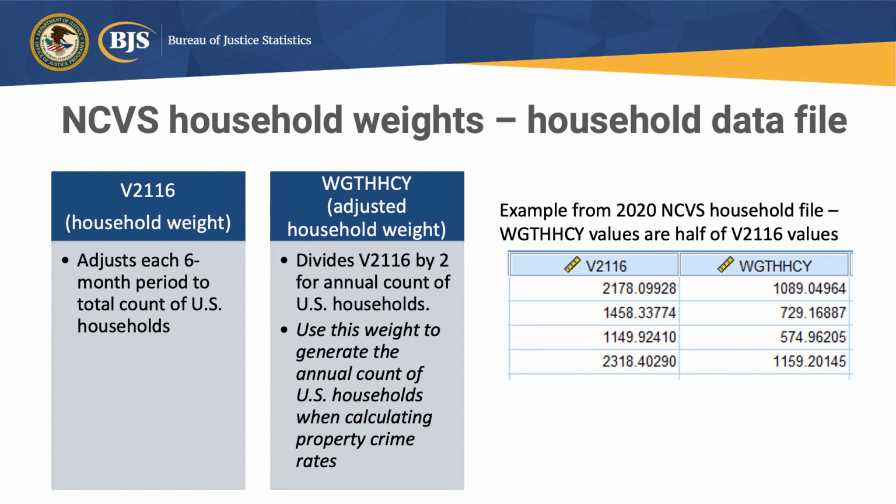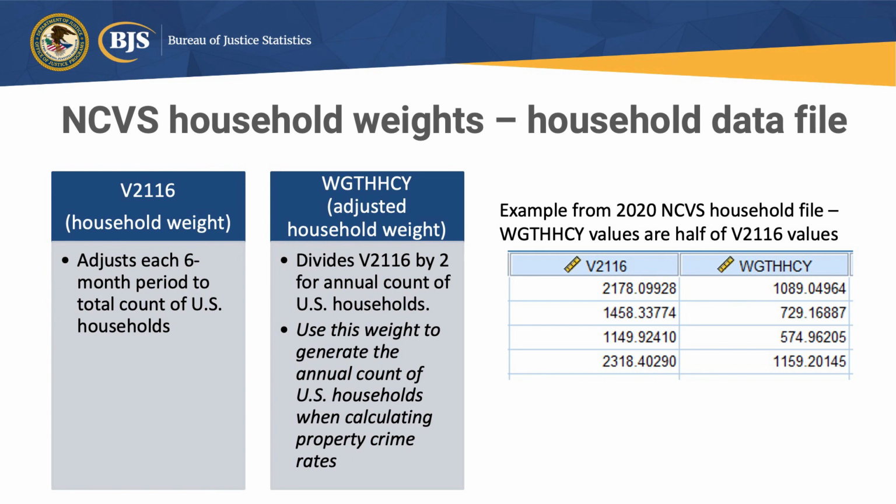when they're combined. So the first household weight on the file is V2116, and this adjusts each 6-month period to a total count of U.S. households. However, in order to avoid doubling the household population, we have to divide V2116 by 2 to get an annual count of U.S. households. So we use this weight, weight HHCY, which means weight, household, collection year, to generate an annual count of U.S. households when calculating property crime rates.